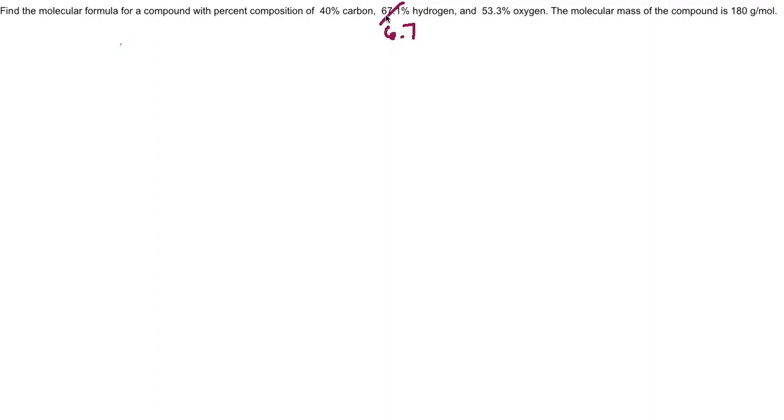I made a mistake. This should be 6.7% for the percent composition of hydrogen in order to have a total percent composition of 100%. All right, so if you could change that really quickly in that problem, that would be awesome.